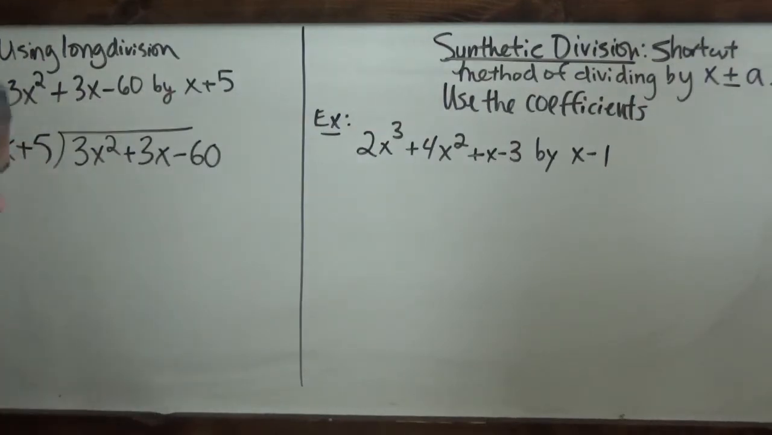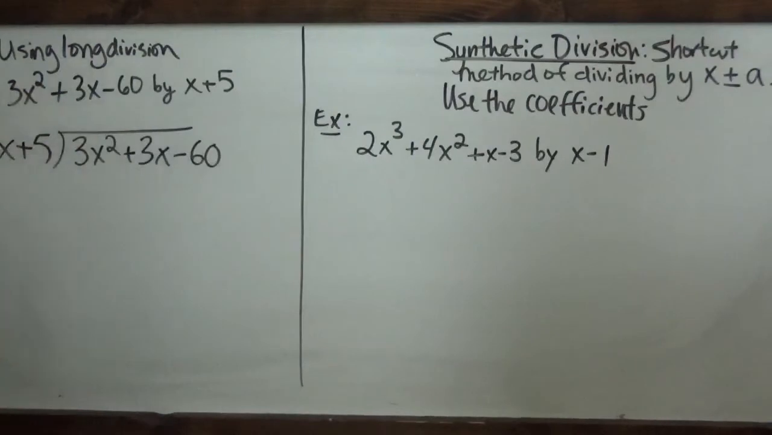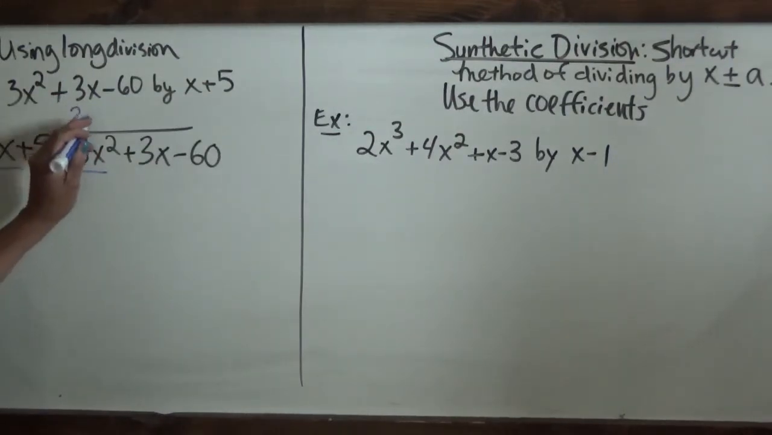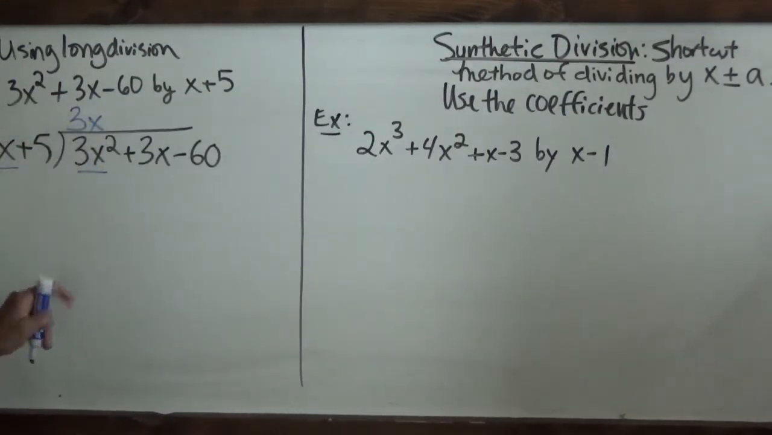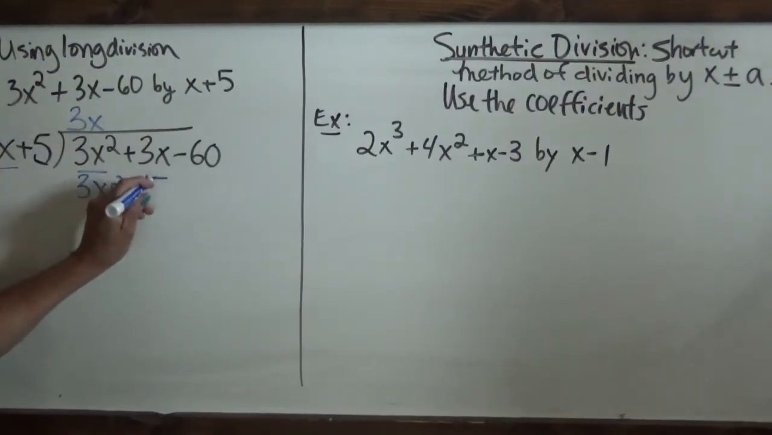So one more time again, we're thinking, x goes into 3x squared. What do I need to multiply this by to get 3x squared? We definitely need a 3, and we need an x. So now I'm going to take 3x and multiply it by both these things on the outside here. So 3x times x is 3x squared. 3x times 5 is 15x.